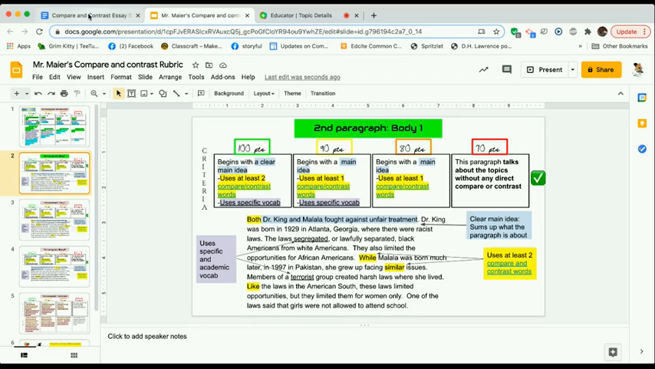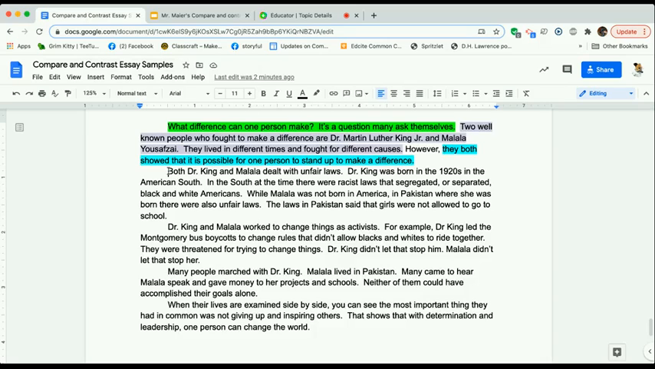All right, so looking at my essay in my body paragraphs, I'm going to start by going, do I have a main idea? If I do, I'm going to highlight it in blue. Well, it says Dr. King and Malala both fought against unfair laws. According to the rest of the paragraph, it talks about the unfair laws, racist laws that segregated, laws that said girls were not allowed to go to school. So yes, in fact, I have my main idea.